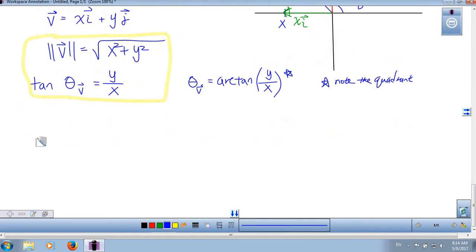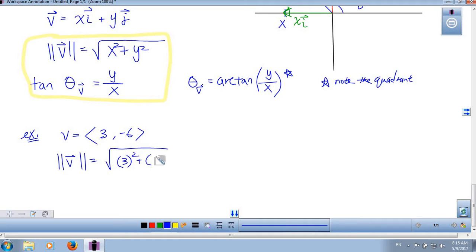Okay, so let's take a look at some examples. Let's say v is equal to 3, negative 6. The magnitude of v is equal to the square root of 3 squared plus negative 6 squared. So it would be the square root of 9 plus 36, which gives us the square root of 45. We can simplify this because 45 is 9 times 5, so it will be 3 square root of 5. So that was the magnitude.